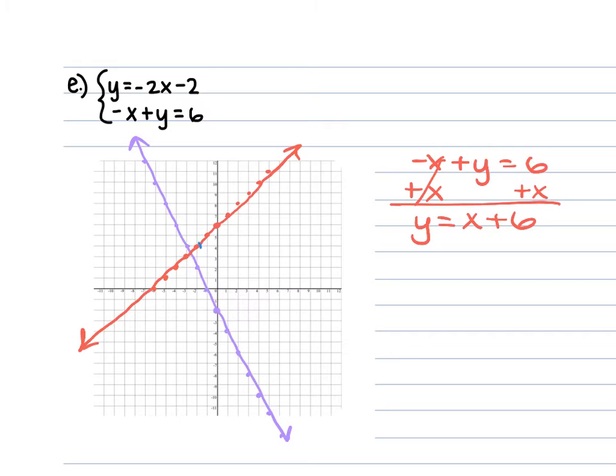So if we see our point of intersection here, it is literally right in the middle of two numbers. So our x is going to be negative 2.5, and our y is going to be positive 3.5.